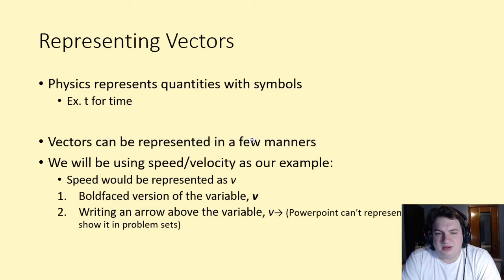Speed would be represented by a v. I think it's technically a Greek letter. I can't remember the name right now. It's easy to type as an italicized v. So my vector can be represented as a boldface version of the variable. So a bolded Greek letter. Or we can write an arrow above the variable. PowerPoint doesn't let me represent it, but I'll show it in problem sets if you guys have questions. It's literally just a v with the arrow over top. Similar to if you see v bar with the line over top of something showing the average, but instead of the line, it's an arrow.